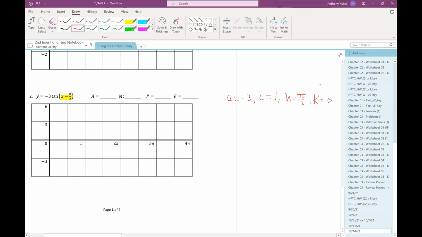We happy there? Okay. There is no amplitude for tangent graphs because there's no extrema. So we're just going to leave that blank or put a slash through it or write NA, or whatever you want to do. Midline is y equals k still. The period is pi times the absolute value of c. So in this case, the period is just pi. And the frequency is the reciprocal of the period still.